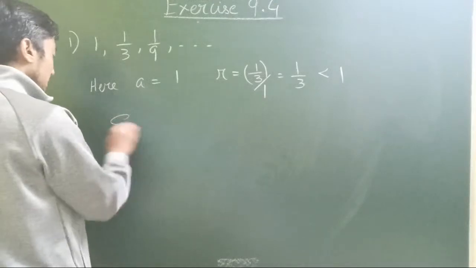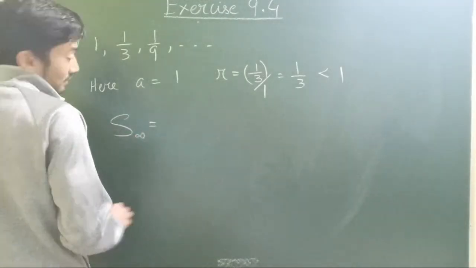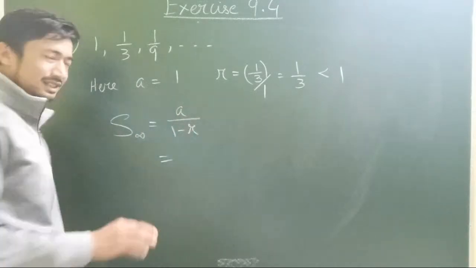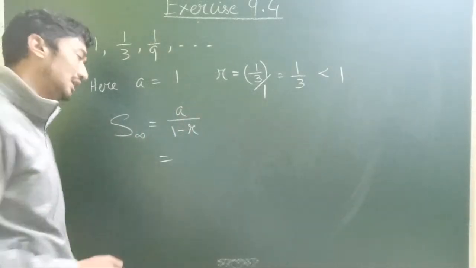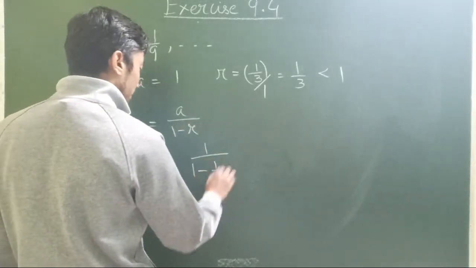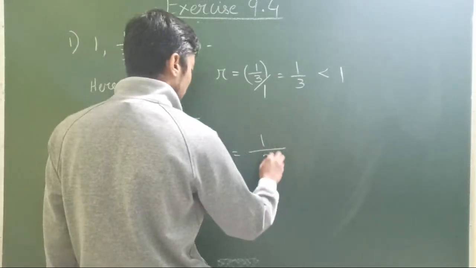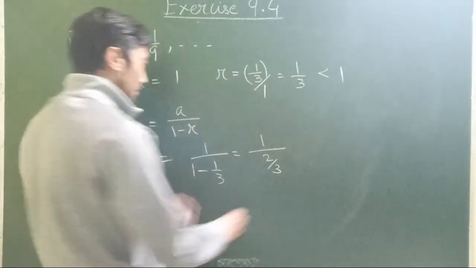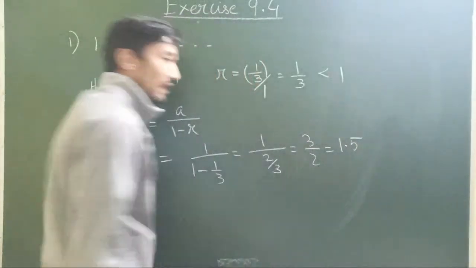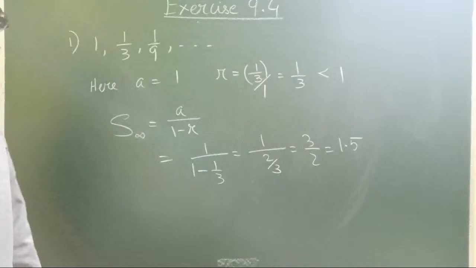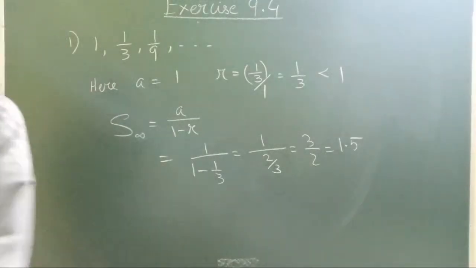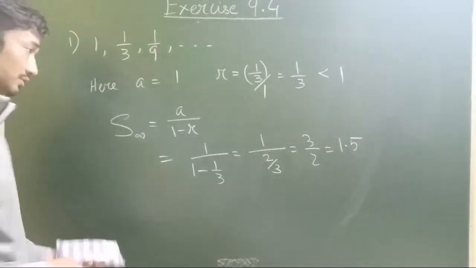So in that case, what will be the sum of the infinite series for a geometric progression? A upon 1 minus r. This is a very easy exercise, so let's finish it up. A is 1. 1 minus r, where r is 1 by 3, so that's going to be 1 minus 1 by 3. By taking LCM, 3 minus 1 over 3, so that's 2 by 3, and 1 divided by 2 by 3 is 3 by 2. So that's going to be 1.5. This will be the sum of the infinite geometric progression that is given to us, 1.5.